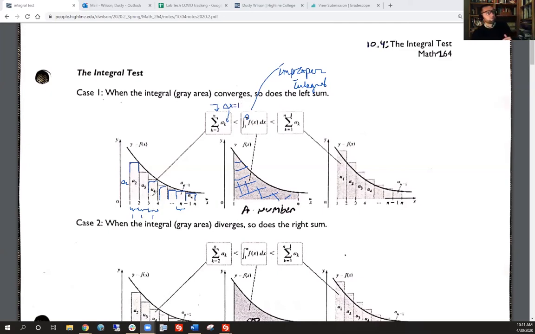Make sense? Are there any questions about the connection between the sum of the rectangles and this series and the integral and the area under the curve?